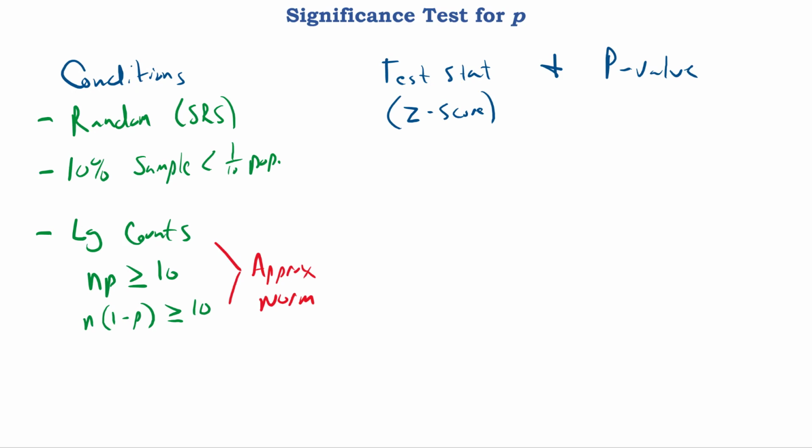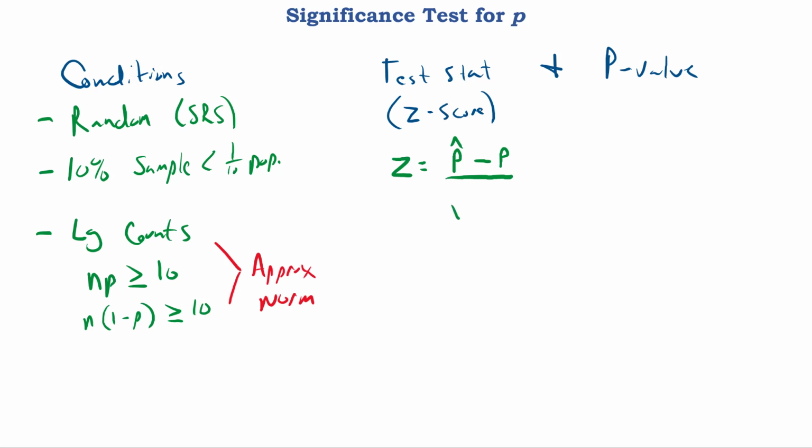Now that we've watched the conditions, understand we need to have random, the 10% condition, and large counts. Now let's talk about our test statistic, our z-score. Now that we know we've got an approximately normal setup, to find your z-score, which is also called your test statistic, we take your p hat from the sample minus the overall proportion that is given to you, all divided by the standard deviation.